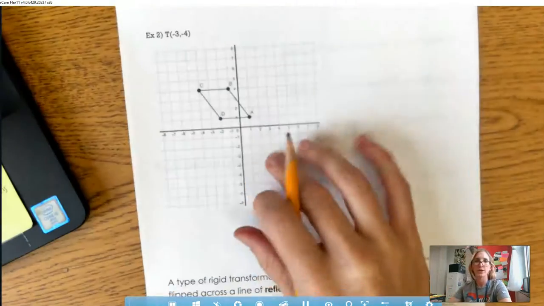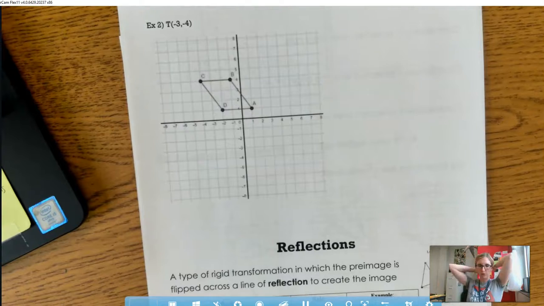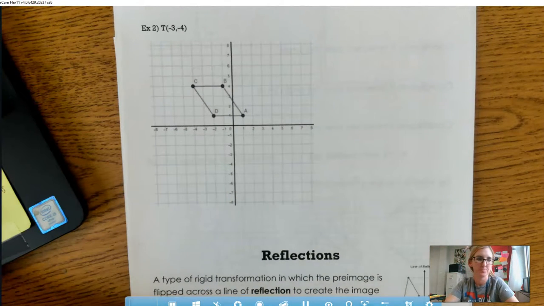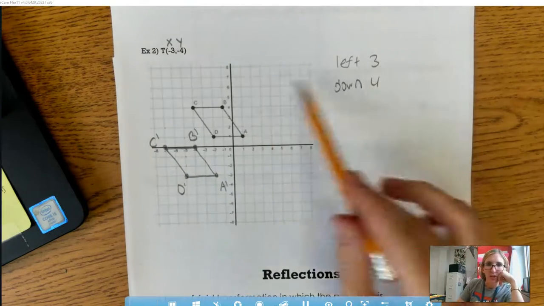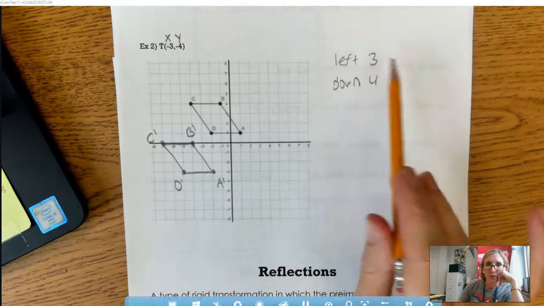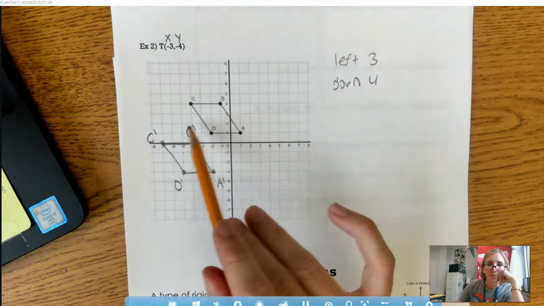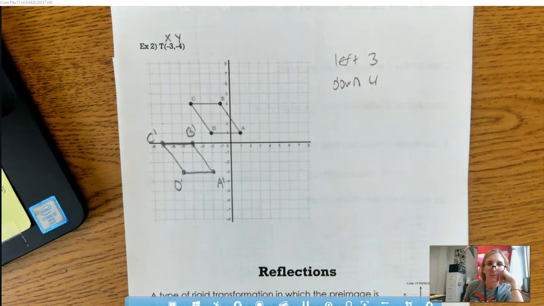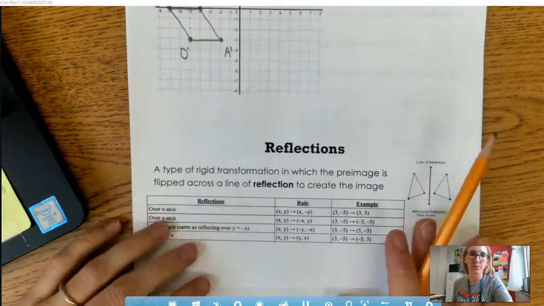All right, I want you to go ahead and try example 2 on your own. So go ahead and pause the video and try example 2 on your own. After you tried your translation, hopefully it looked like this. So your x is negative, so left 3, and your y is negative as well, so down 4. So this is my shift left 3 and down 4. You can go ahead and pause the video and compare the points that you plotted on yours.